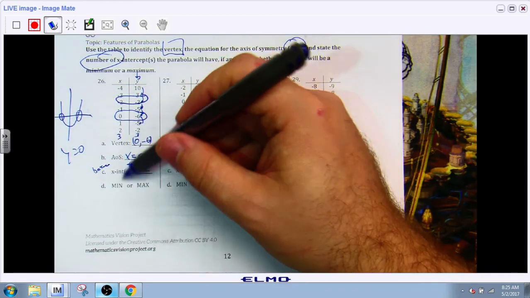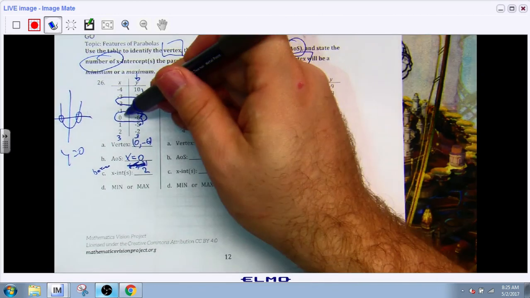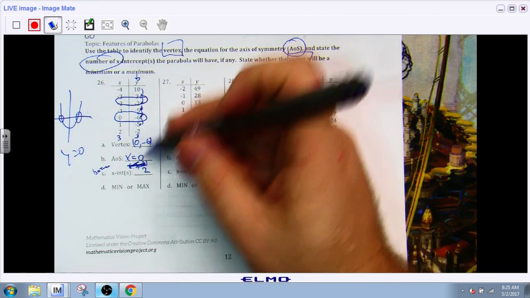And then finally, is the vertex a minimum or a maximum? Well, it goes down to negative 6. That's our lowest number, so it's the minimum.